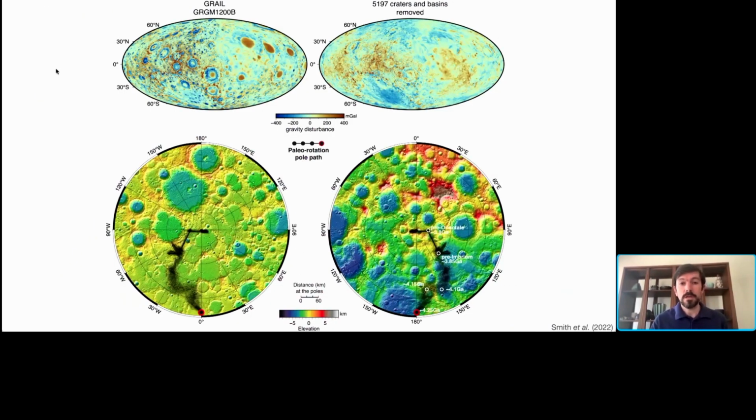Also, recently, work with colleagues looked at the effect of impact craters. Before that study, only the largest basins had been considered in changes of the moment of inertia of the Moon, which leads to reorientation and true polar wander. Here we looked at most craters on the Moon, and from that we found that true polar wander could be up to 10 degrees in latitude from those effects.